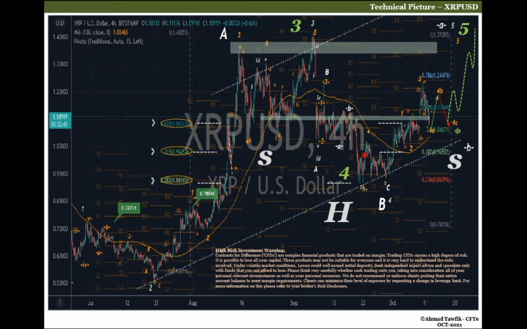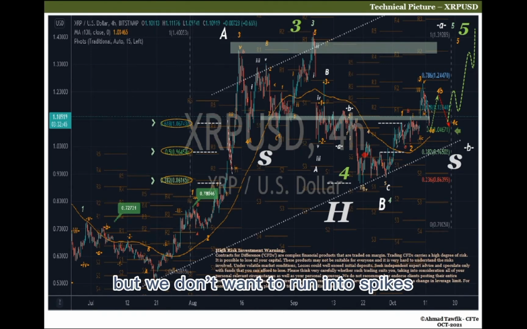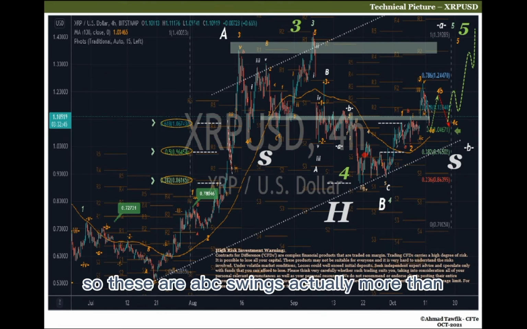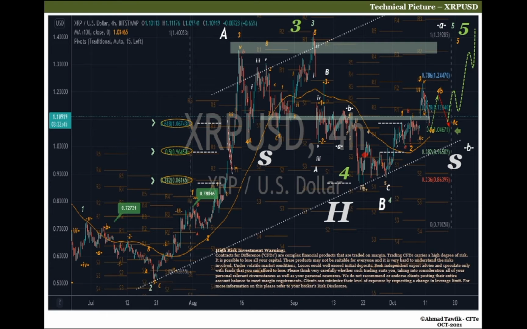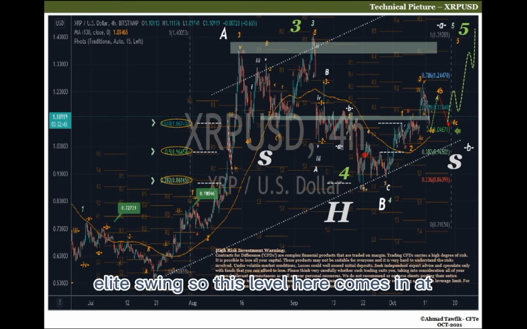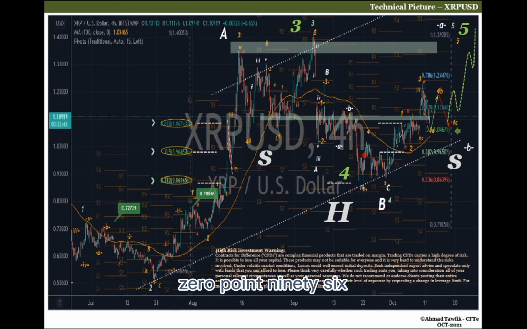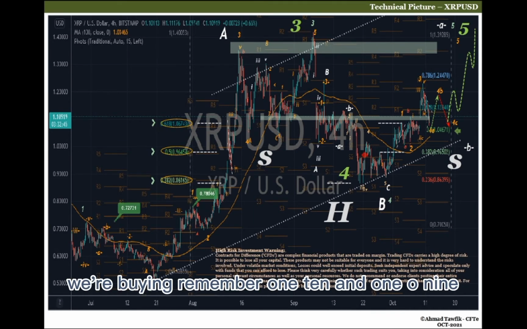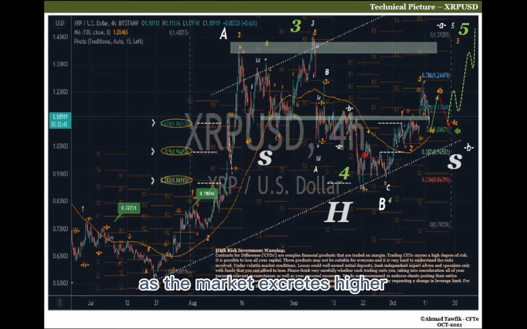Stop is right here, actually below level 2 altogether, as you can see, this 1-2 here. We could raise it higher, but we don't want to run into spikes. Remember, this is a triangular structure, so these are ABC swings actually, more than Elliott swings. So this level here comes in at 0.96. If the market should move higher, we're buying, remember, 1.10 and 1.09. We could move that stop to $1 as the market accelerates higher. So this is the main technical picture.